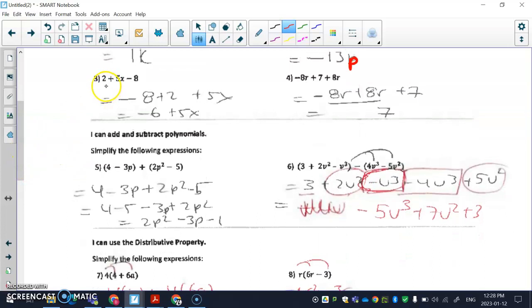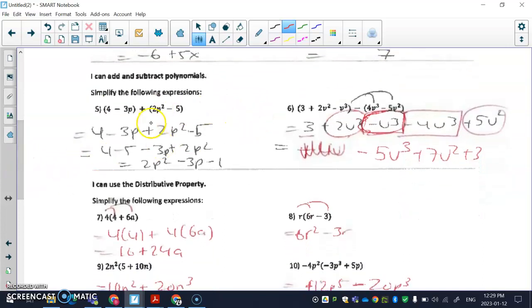Over here, you're going to collect like terms. So you got to make sure that the terms that you're collecting are the same. So here you have a number or a constant, right? So you have a whole number, 2, and you have -8. So they turn into -6. 5x is by itself. Just leave it as that. You can't do anything after that. Here you say I have -8r, I have +8r, and those turn into 0r. So I didn't write that here, but 0r would go here. And then I just have the 7 left over.